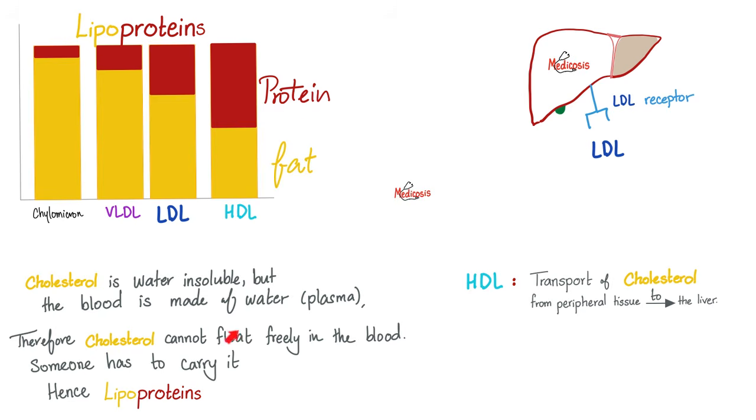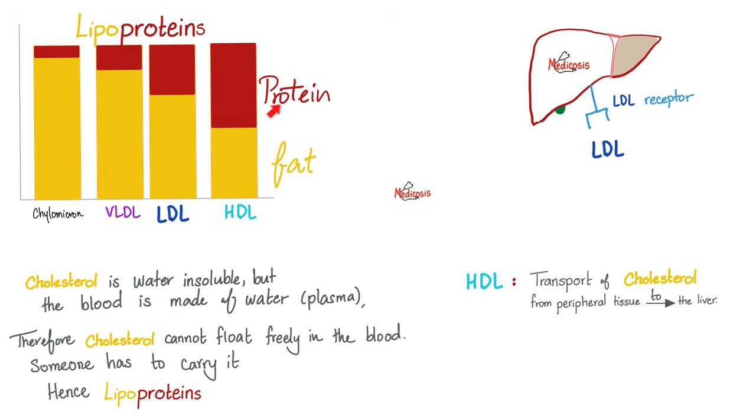Oh, so we are fooling the plasma. That's right. What are these lipoproteins? They have lipids and proteins, and they have many subtypes, including chylomicrons, VLDL, LDL, HDL. As you go from here to here, the amount of fat is decreasing, but the amount of protein increases. What's the job of HDL, the high-density lipoprotein?